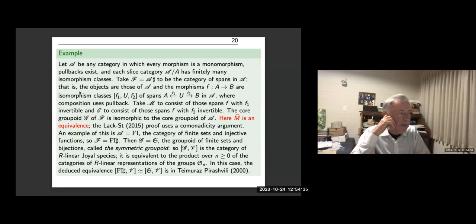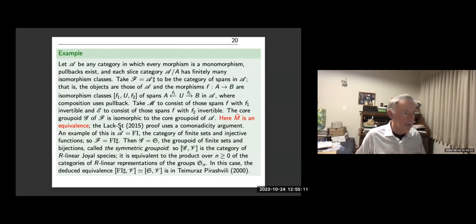Then M consists of the spans where the F1 is invertible, and E consists of the spans where the F2 is invertible. It's a nice symmetric way of looking at this thing, theoretically. And the groupoid G, the core groupoid, is the same as the core groupoid of A. And in this case, you do get an equivalence of the type we're wanting.